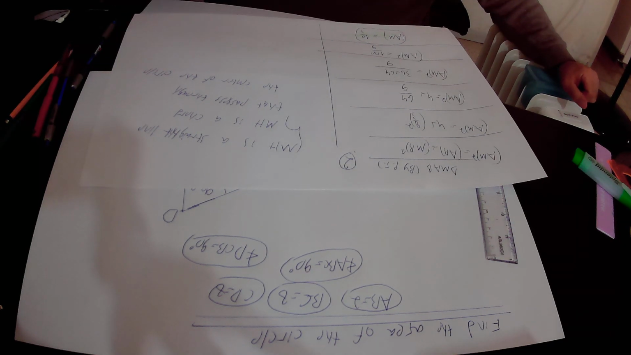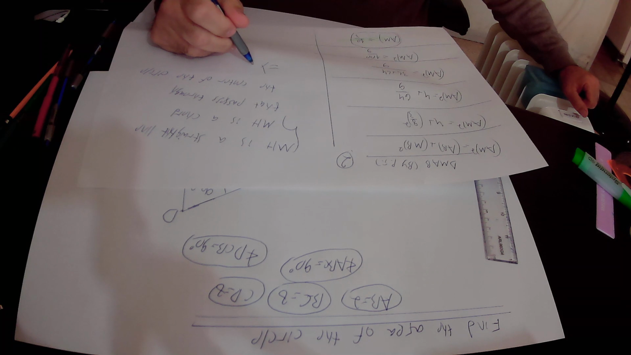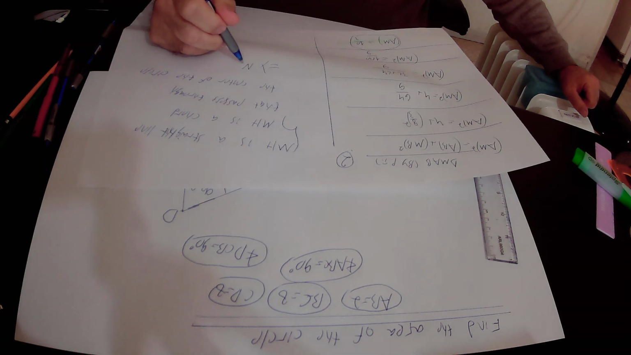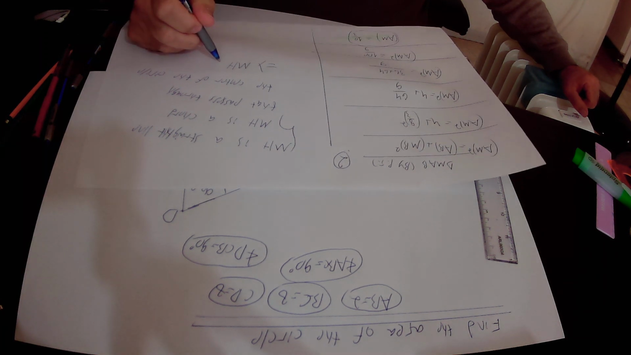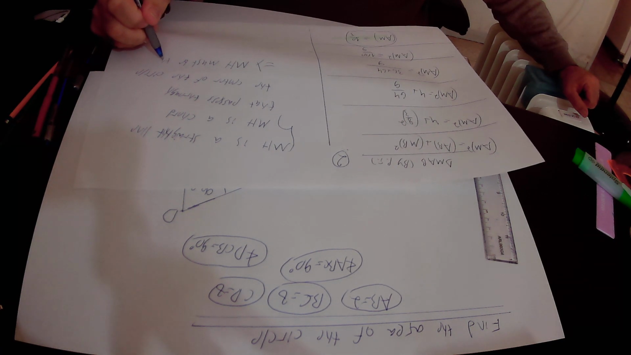You know that any chord that passes through the center of the circle must be the diameter of the circle. Okay, so MH is a chord that passes through the center of the circle, and therefore MH must be the diameter of the circle.